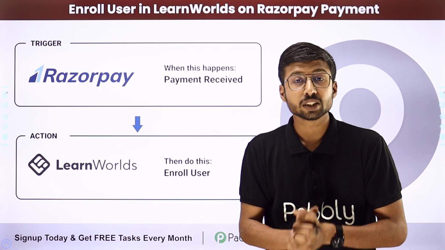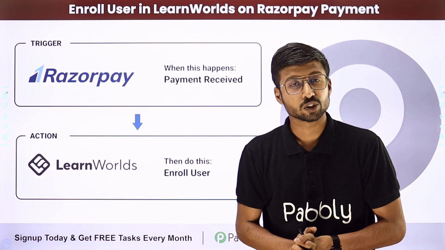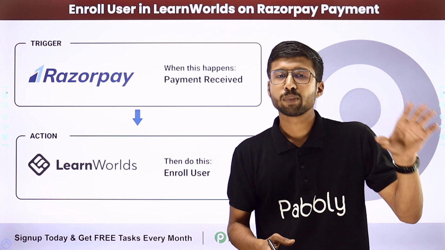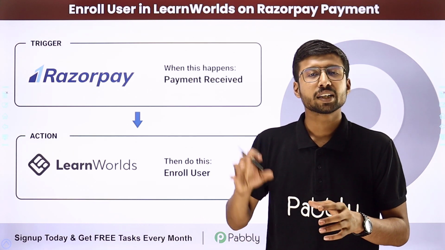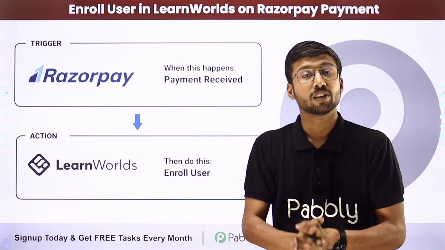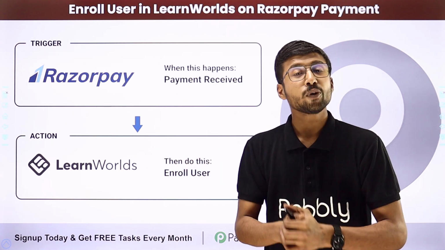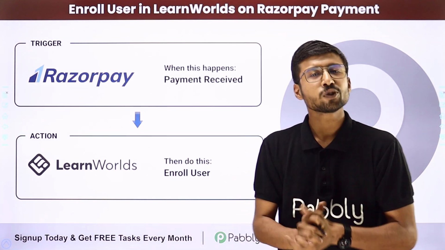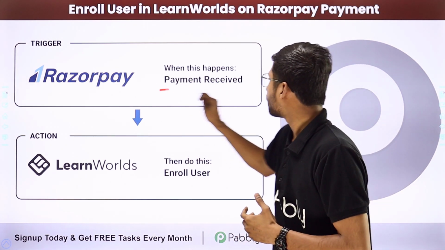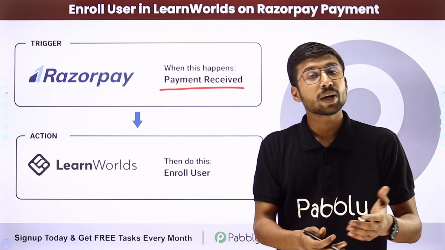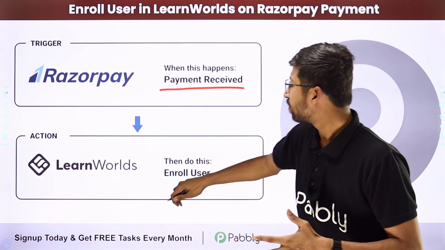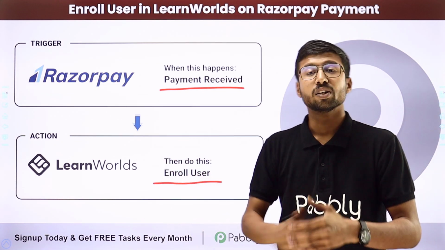But guys, the manual process is very repetitive and time consuming. Manually, you have to first get the payment details from Razorpay and add that customer and enroll them to the course in LearnWorlds. So let me tell you how you can automate this process. In this automation, whenever we receive a new payment in Razorpay, automatically the customer who made the payment will be enrolled into the course in LearnWorlds.